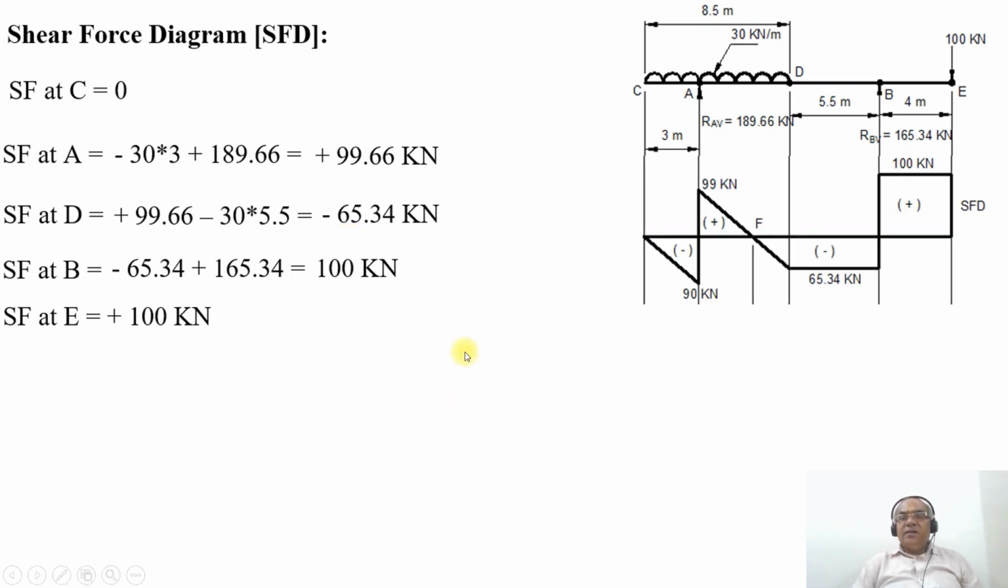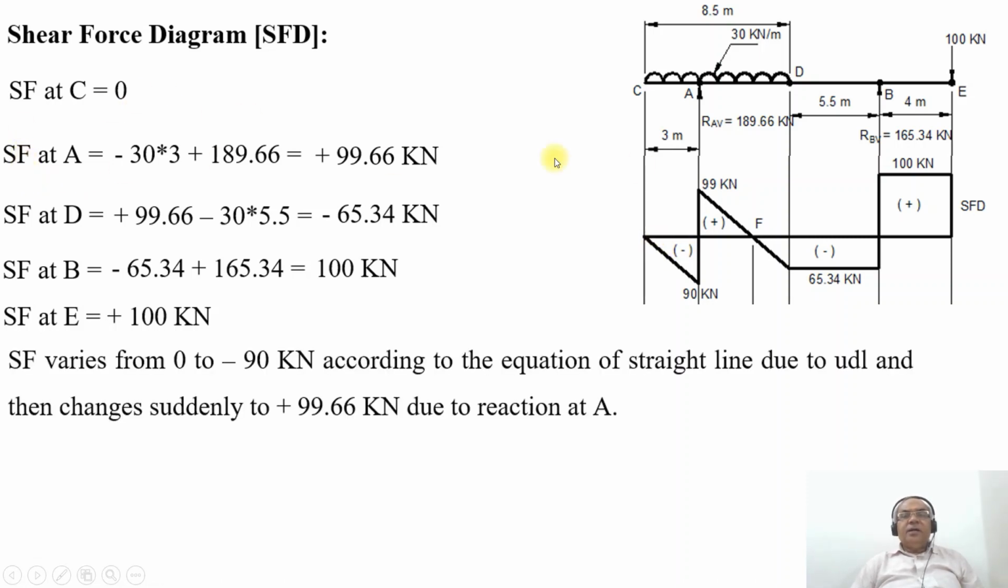Now we will draw the shear force diagram. SF at C is 0. Then at the point A, there are two loads acting: one is the UDL and the other is the support reaction at the point A. The SF suddenly drops from 0 to minus 90 kilonewton due to the UDL, by the equation of a straight line, and then changes suddenly from minus 90 kilonewton to plus 99 kilonewton due to the support reaction at the point A.